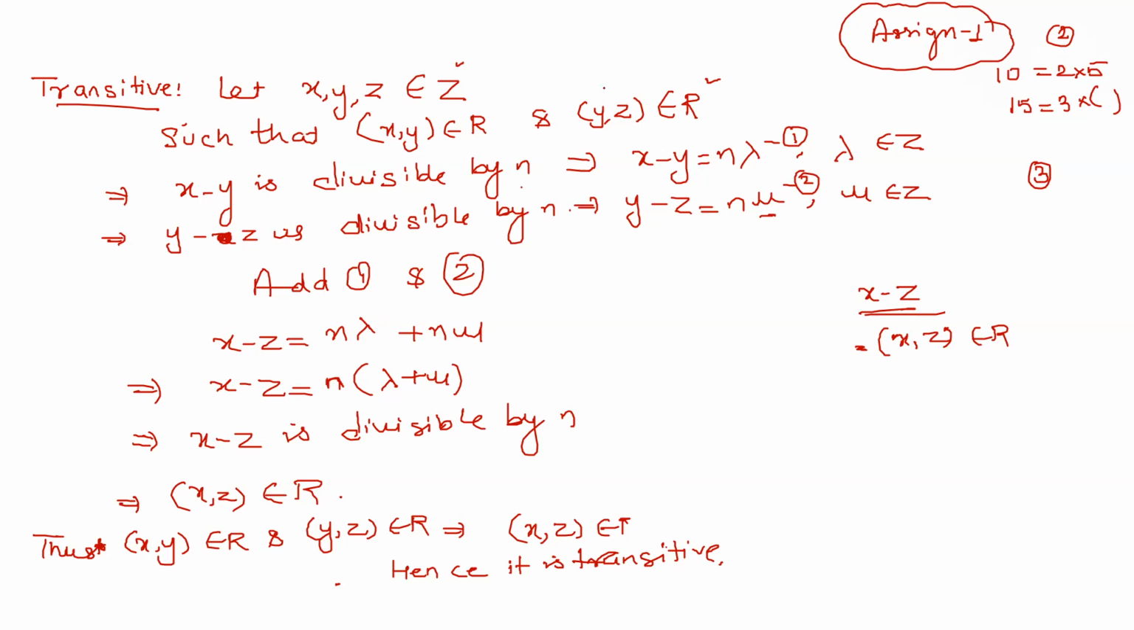For these types of questions, you have to consider lambda and mu. You can use any symbol, you can use P, you can use Q, but do not use any symbol which is already there in the question.